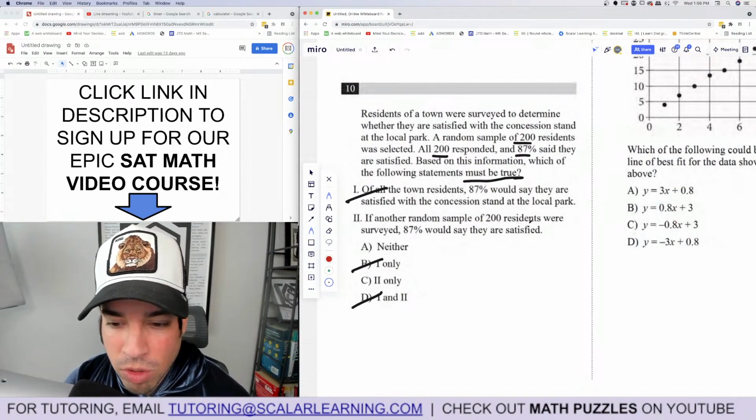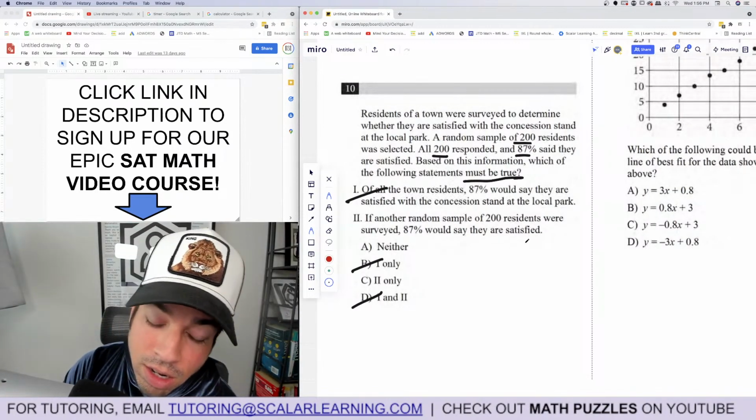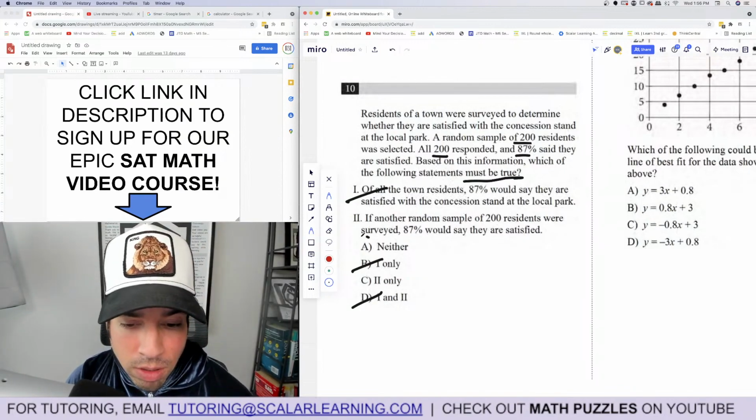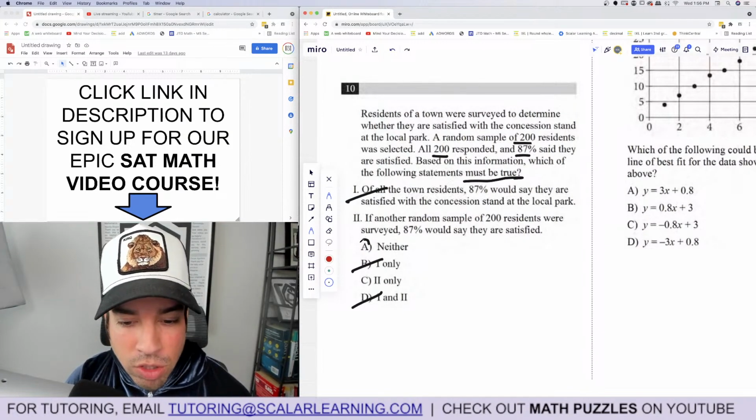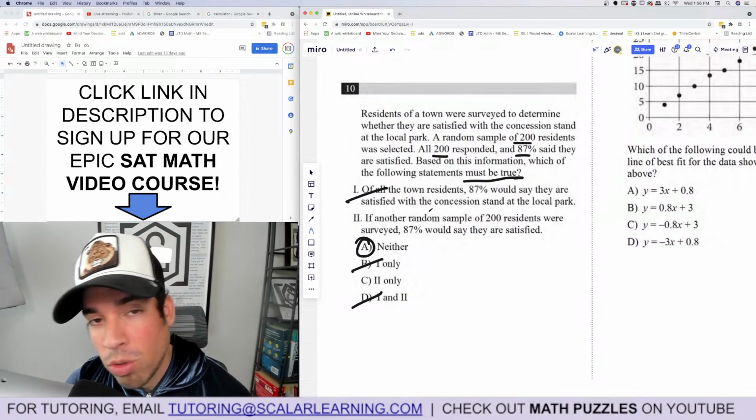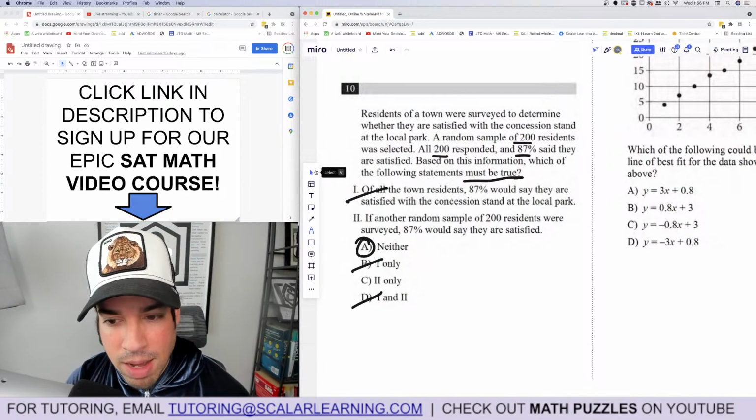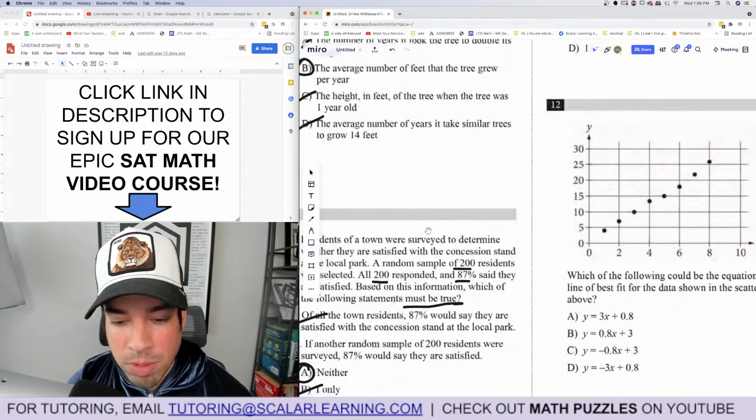If another random sample of 200 residents were surveyed, 87 would say they are satisfied. No, we don't know that. Neither of these are true. It could be true, might be true, but not must be true. Let me make sure I circle the right one.